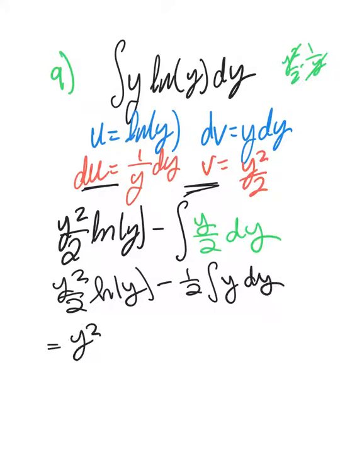All right, so y squared over 2 times the natural log of y minus, what's the antiderivative of y? It's y squared over 2 again. We just did it. Times 1/2, so that becomes y squared over 4 plus c.